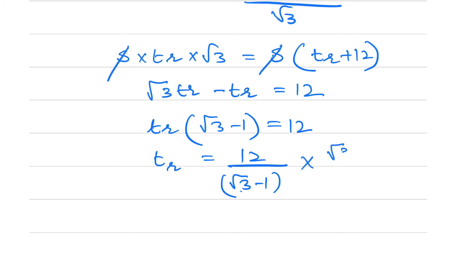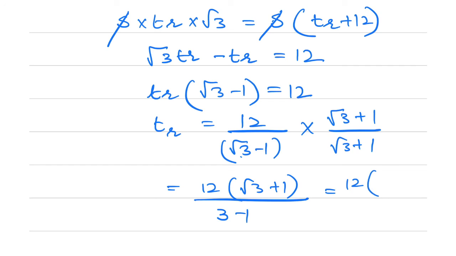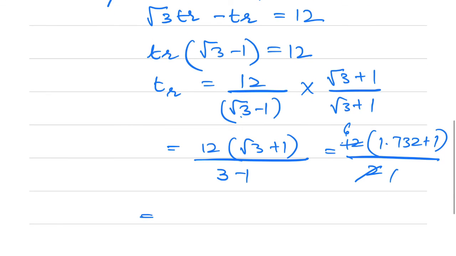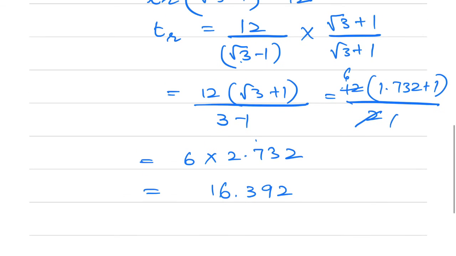Rationalizing the denominator, we have root 3 plus 1 divided by root 3 plus 1. So we get 12 into root 3 plus 1 divided by 3 minus 1. This is equal to 12 into root 3, 1.732, plus 1 divided by 2, 6 times. So we get 6 into 2.732. So this is equal to 16 minutes and 0.392.